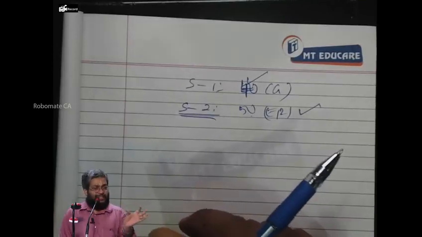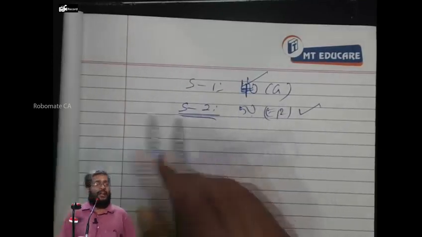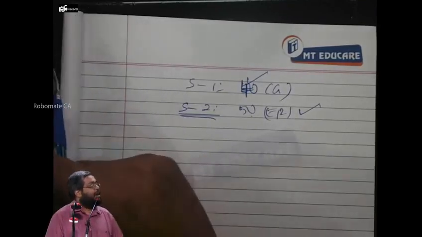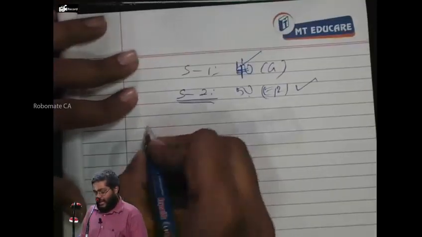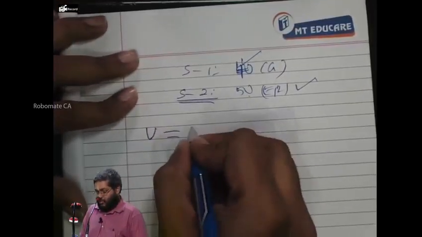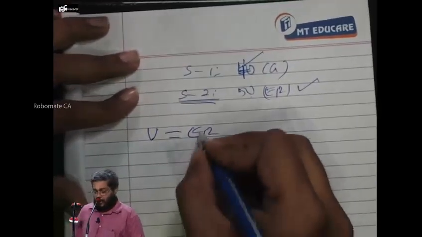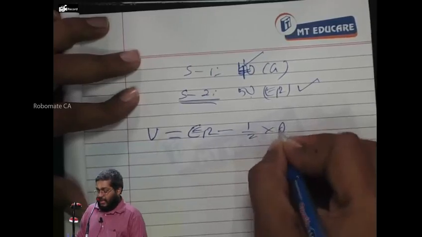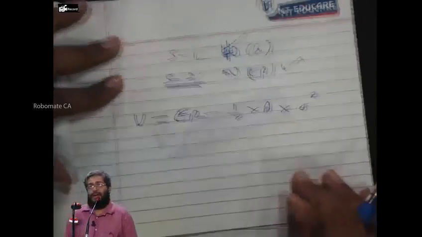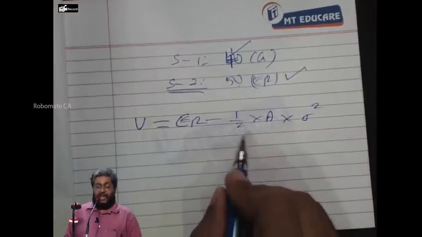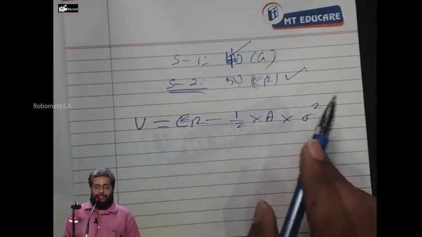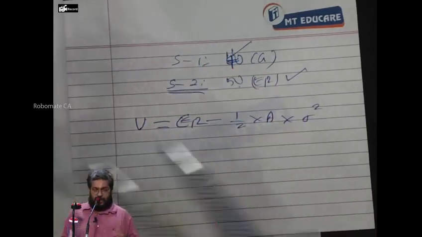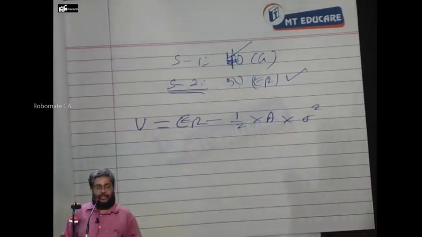This utility has an equation. We call it the utility function. That equation nobody should question. It is once again empirically proved. Now, the equation of utility is: utility is equal to expected return minus half into A into sigma squared. Something suddenly came like in the examination. I don't know. That is why I am discussing it. It is called the utility function.